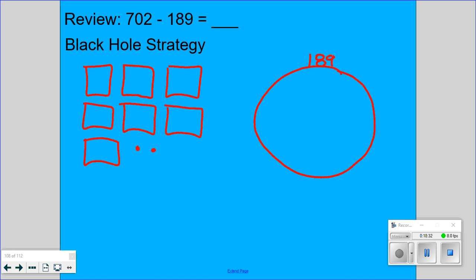What do you want to send to the black hole first? Tegan, what do we send into that black hole first? 100. Cross out 100. You're in the black hole. Congratulations. Now, what? We sent that 100. That was easy peasy because I had a flood of hundreds to send over. But now, what do I need to send over?